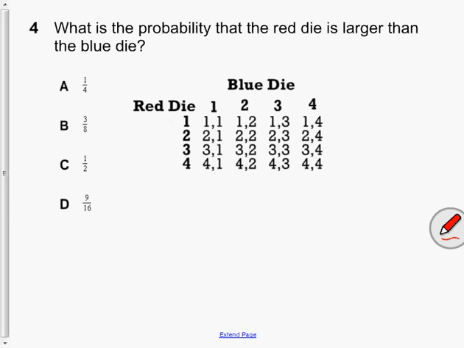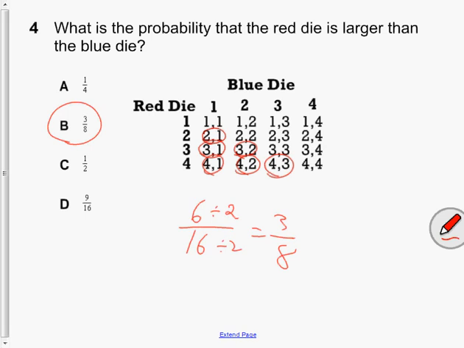Now in the second one, 2, 1, the red die is 2, the blue die is 1. That is larger. 3, 1, 3, 2, those are larger. And 4 on the red, 1 on the blue, 4 on the red, 2, and 4 and 3. That means there are 6 out of the 16 possible combinations, which in lowest terms, if I divide by 2, is 3/8, and therefore B is your probability.